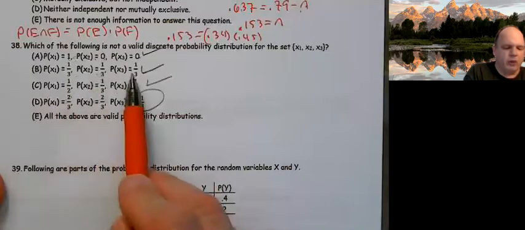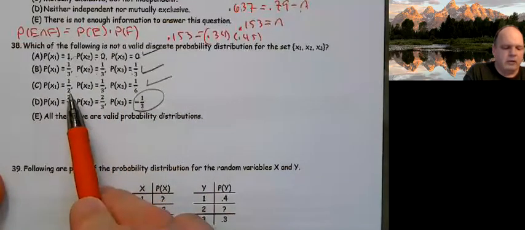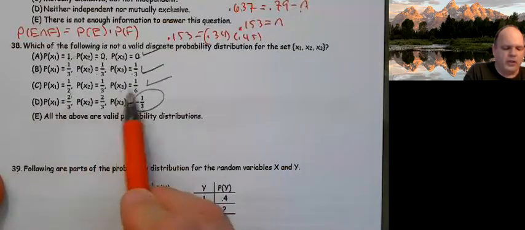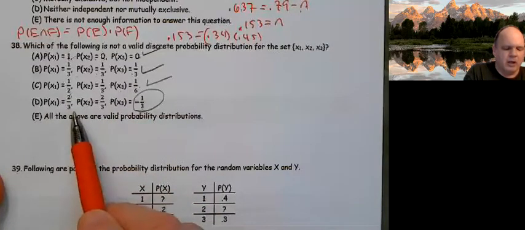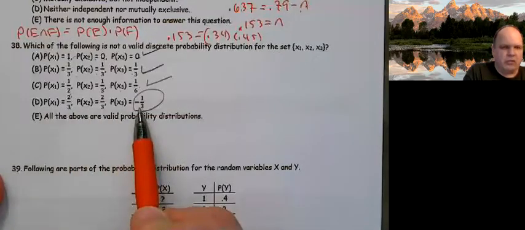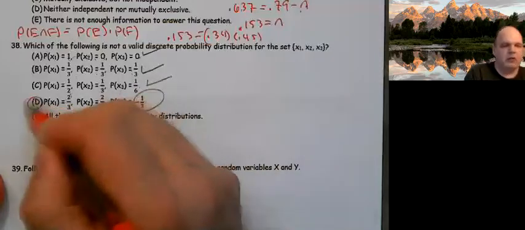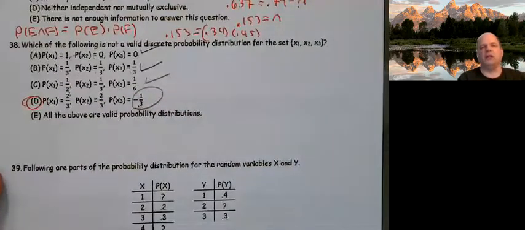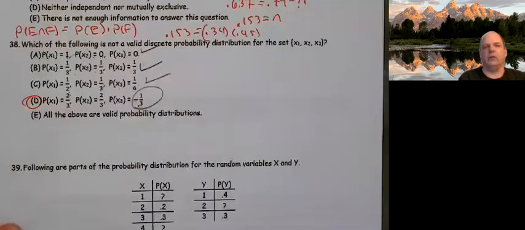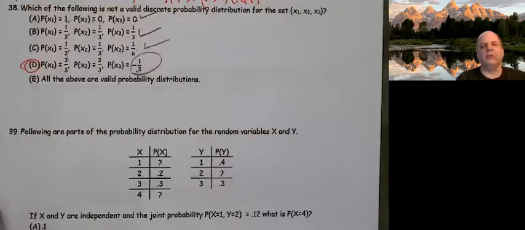0 to 1, sum to 1. Between 0 and 1, these also sum to 1. Here I have a negative probability. I cannot have a negative probability. So consequently, that's not a valid probability distribution. Cannot have a negative one. All right, I'm just going to assume that that one's clear.